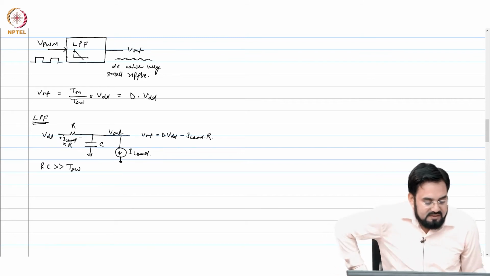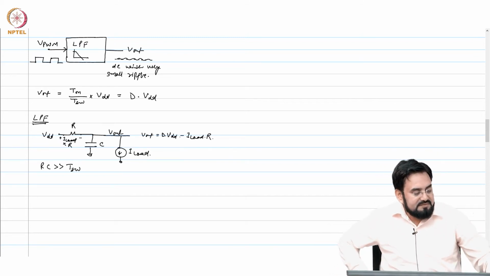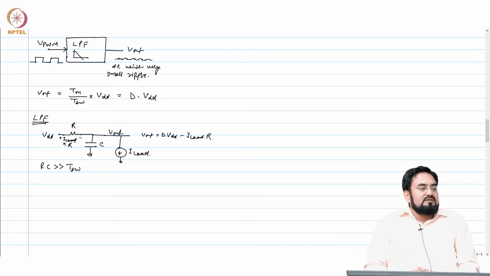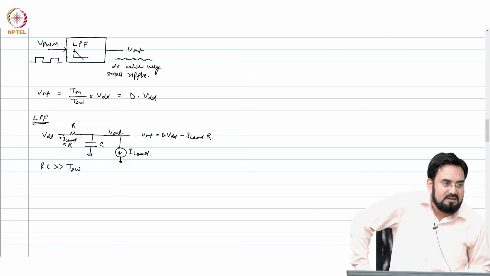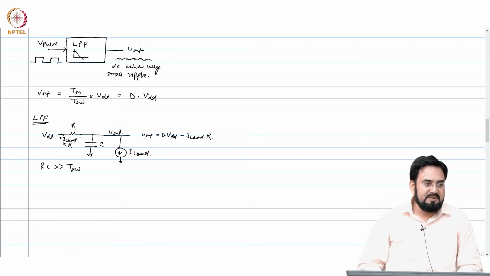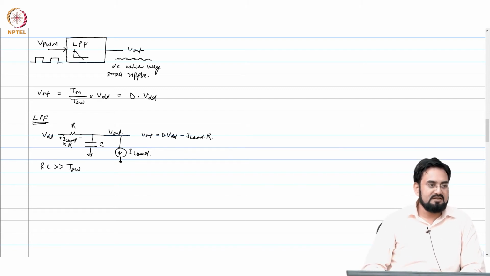So now let us say, what should be the value of this resistor? It must be much greater than TSW by C. TSW by C? No, but you are putting a load here, right? That is driving a load. How can you make it? So let us say you put 1 ohm, you draw 1 amp, 1 volt is directly dropped at the resistor. If you keep increasing that R, you will not get anything at the output. Everything will get dropped at the resistor.